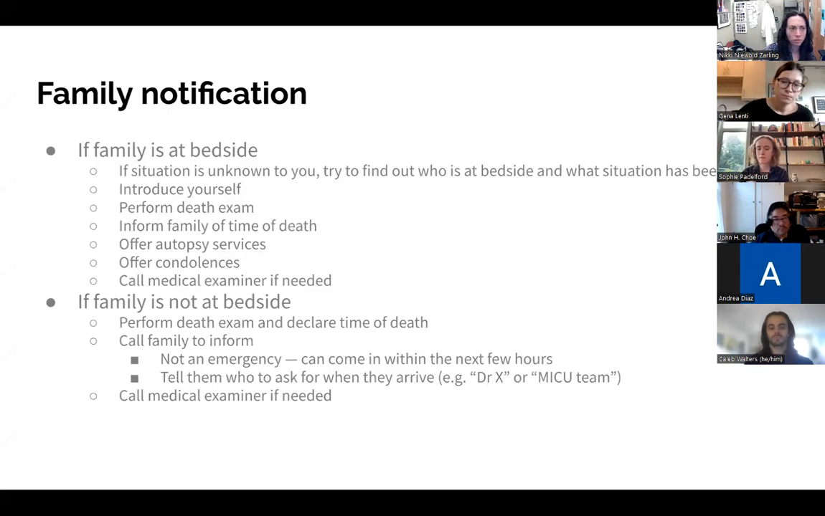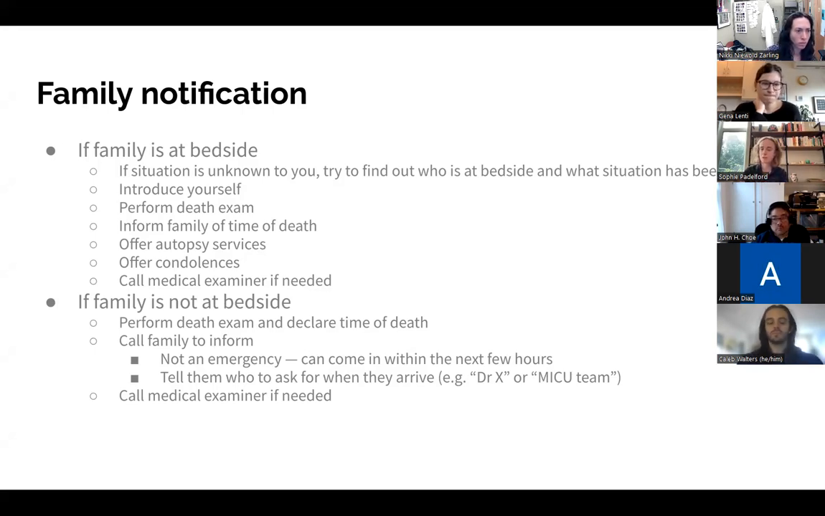Probably a lot of us have practiced this. So the patient dies, you get a page or an Epic message, or they flag you down in the hall to let you know that your patient has passed away. I think everyone's probably practiced this, but just to review, maybe particularly for interns who haven't had the chance to do this yet. If the family is at bedside and you don't know the situation, you want to try to figure out a little bit what's going on. If you do know the situation, you can go in and talk to the family directly.